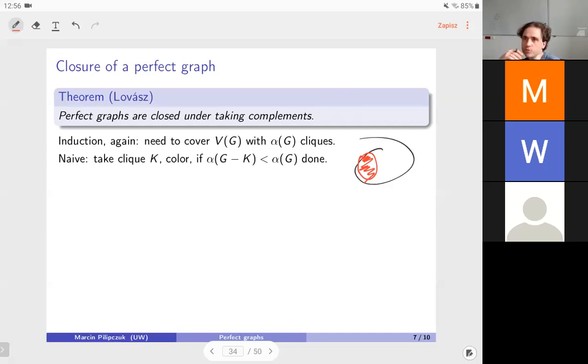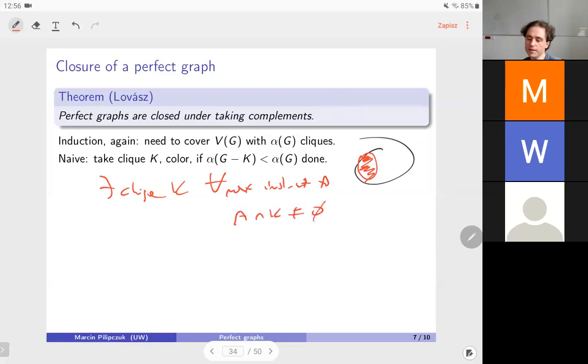So if there is a clique that we can color so that alpha drops by 1, that is, if there's a clique intersecting every maximum independent set, then we are done. So if there exists a clique K such that for every maximum independent set A, A intersection K is non-empty, then we are done. If there's a clique that we can color and it intersects every maximum independent set, so the independence number drops by 1, then we are done.